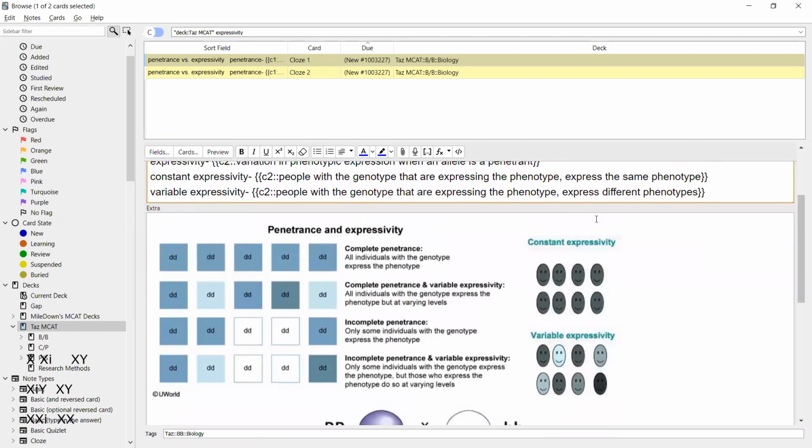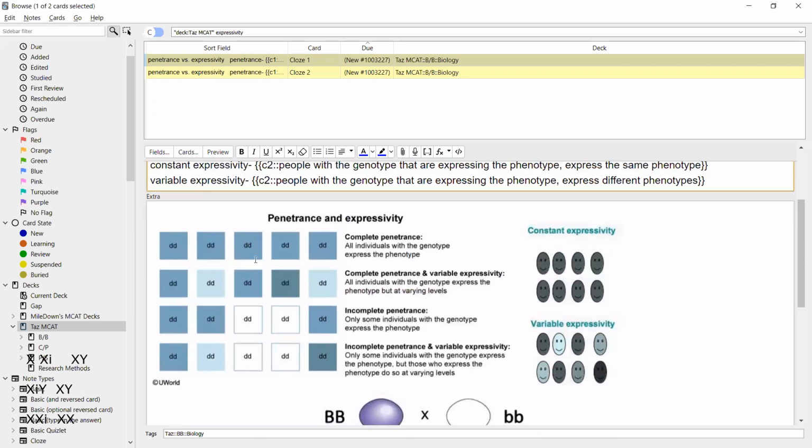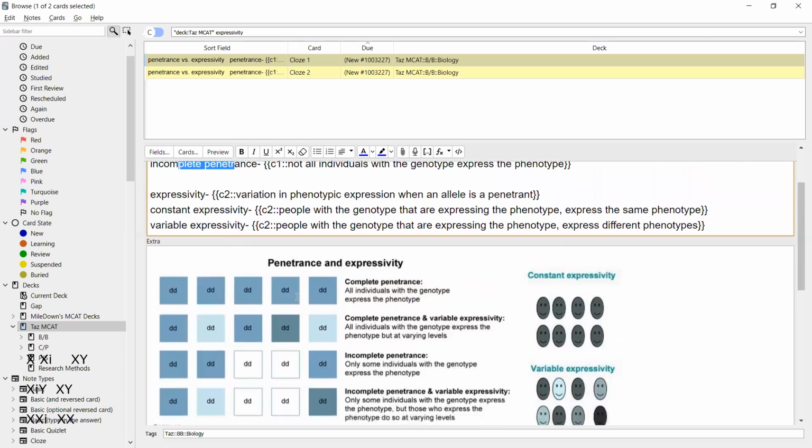Okay, and so an example here with penetrance is right here. In this top row, every person with this genotype is showing that blue color. So we see 100% of people with this allele show it, which is complete penetrance. Now, if the box on the right were white, then this would be incomplete penetrance because we have an example of that genotype without the phenotype. So that is penetrance.